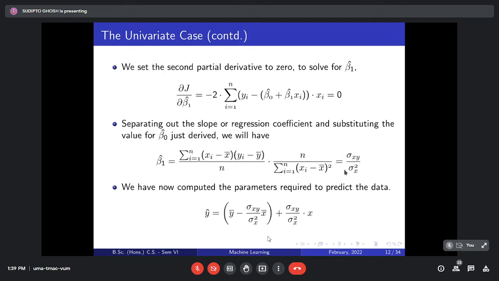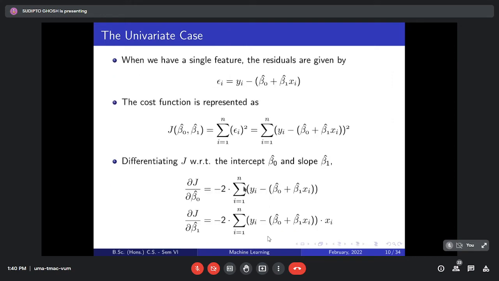It is just a constant value then, because this is not something unknown. This is known from our training examples. We can compute this using a scientific calculator or any other system. We can compute the covariance between x and y. We can compute the variance. Then we plug in the values for beta naught and beta 1 back into the original equation. That was this right here.